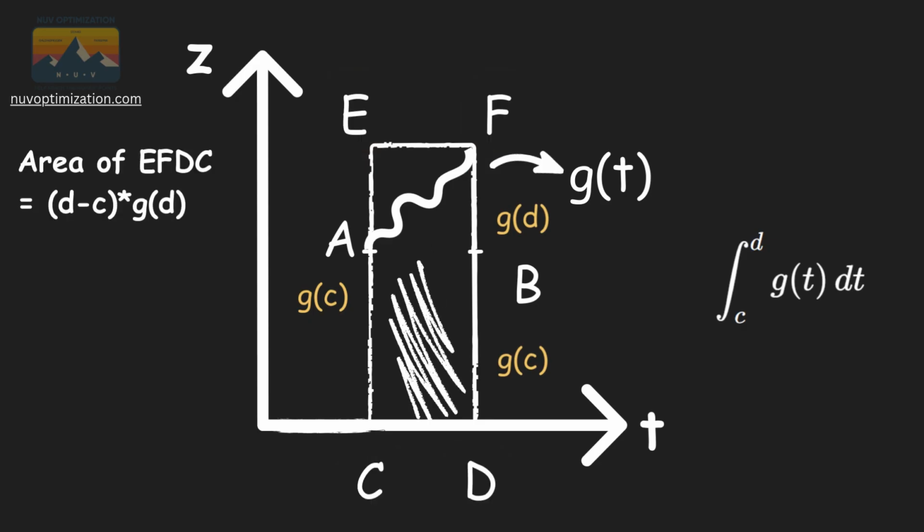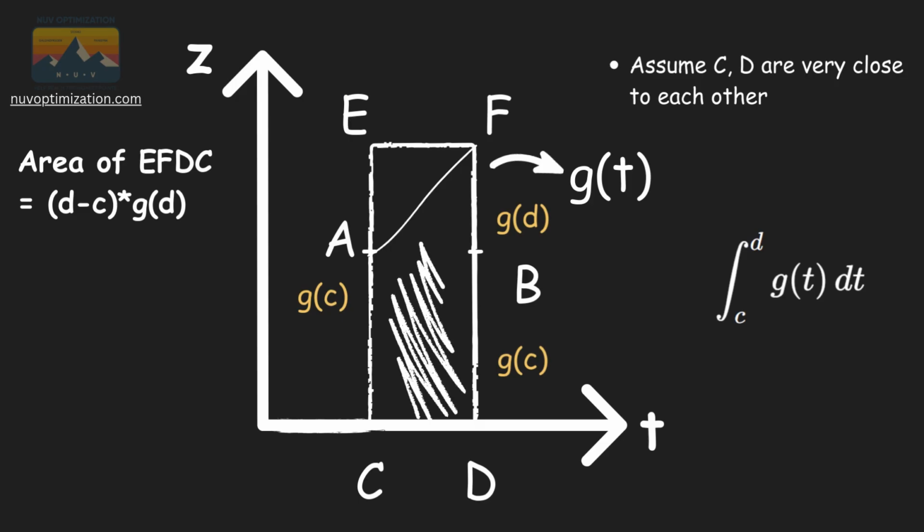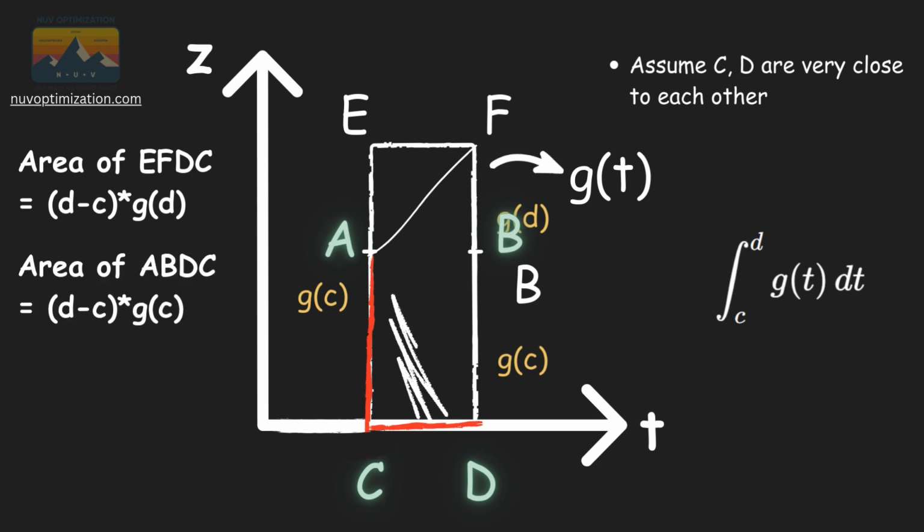Crucially for this explanation, let's assume c and d are very close to each other. This makes our approximations very good because the curve doesn't change much over such a small interval. For the lower bound, imagine a rectangle, ABDC, with its base from c to d on the t-axis and its height equal to g of c, which is the height of point A. Then its area is d minus c multiplied by g of c. This rectangle represents a lower estimate for the area under the curve.